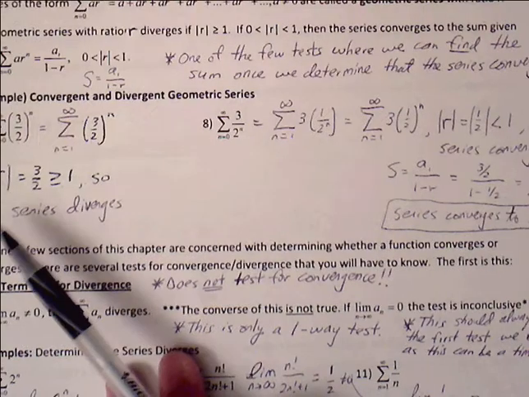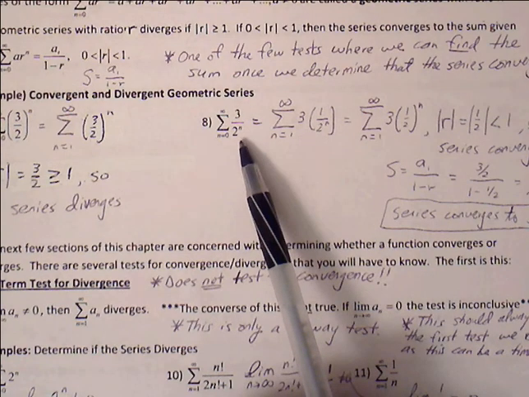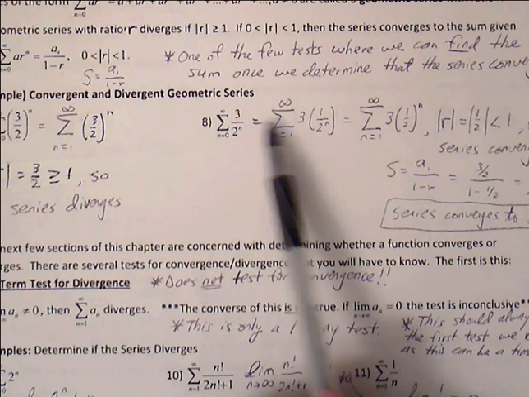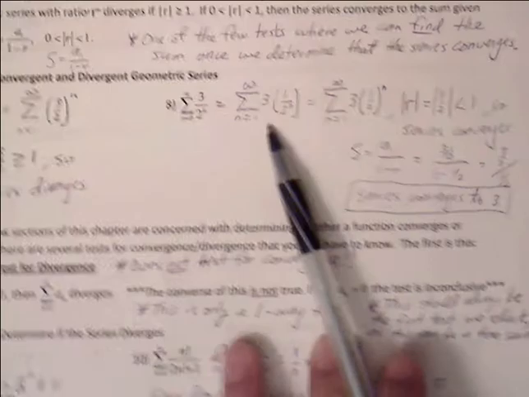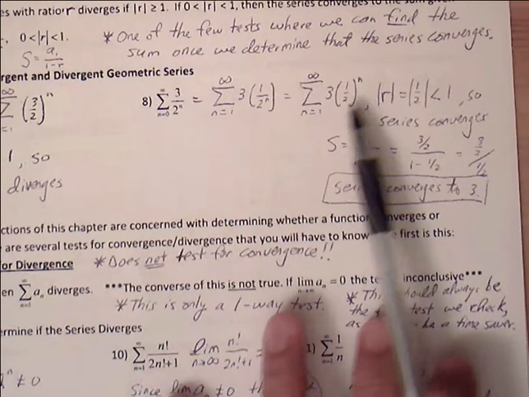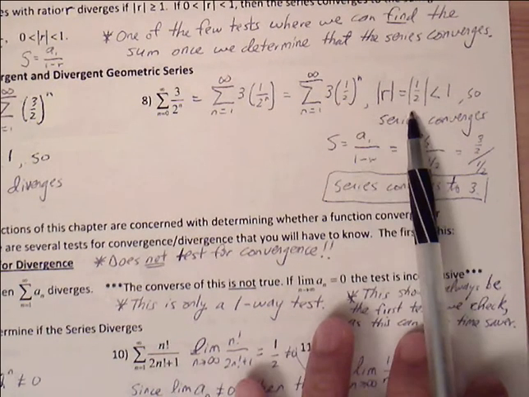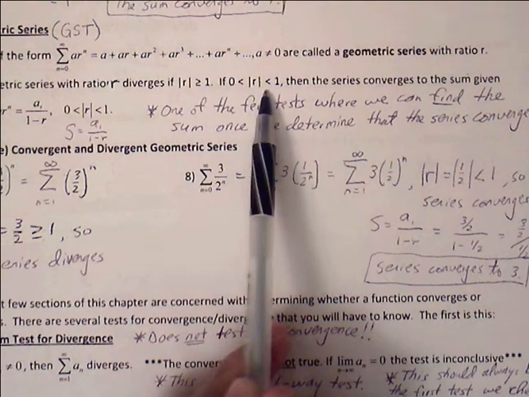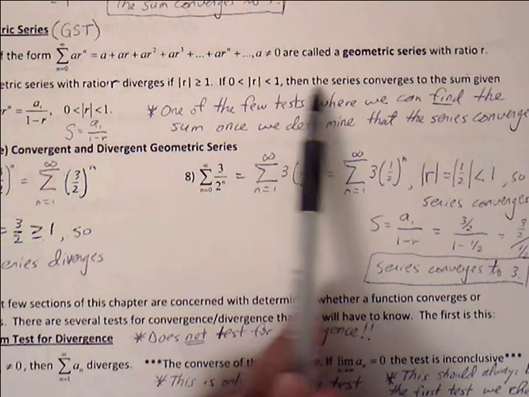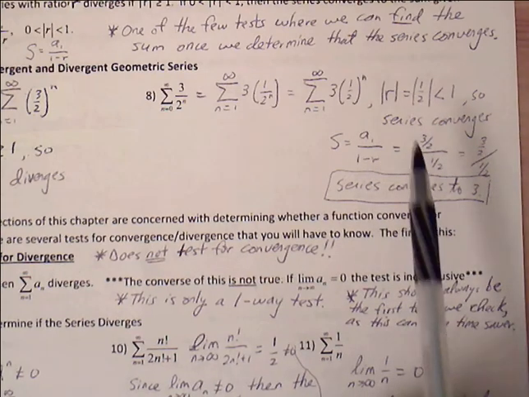Okay. This next one here, 3 over 2 to the n, we can rewrite by pulling the 3 out, making this 1 over 2 to the n. And 1 over 2 to the n is the same thing as 1/2 raised to the nth. If we have it in this form, then it's easy to see that the ratio is 1/2, and a ratio of 1/2 is less than 1. And as long as the ratio is less than 1, we know that if it is a geometric series, this series will converge.